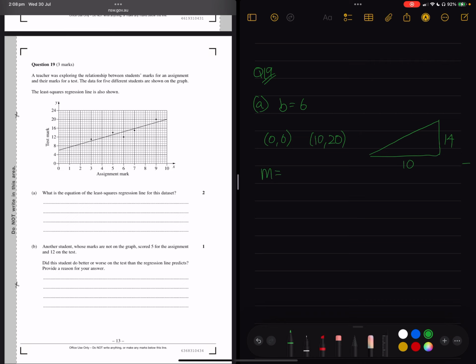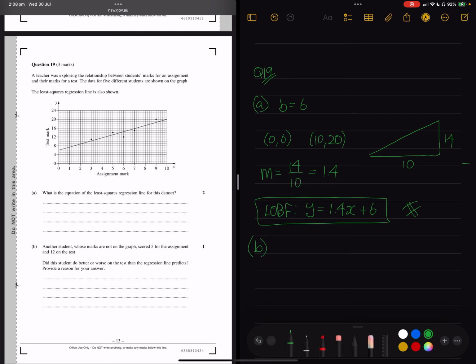So the slope, which is the rise, which is 14, over the run, which is 10, comes out to be 1.4. So our line of best fit is in the form y equals 1.4 times x plus 6. And this is the equation that we want for part A.